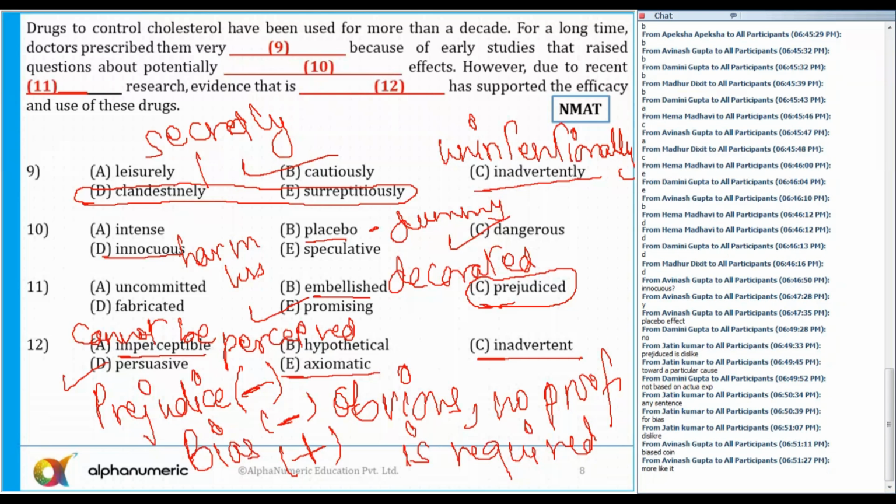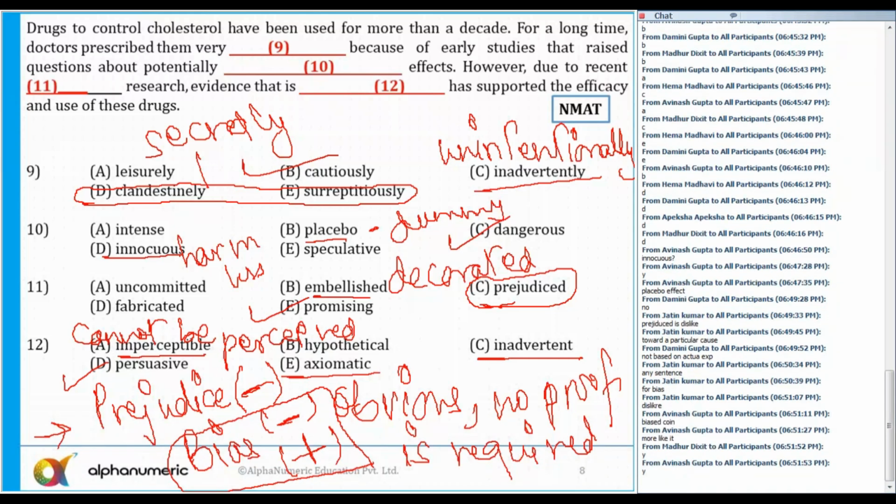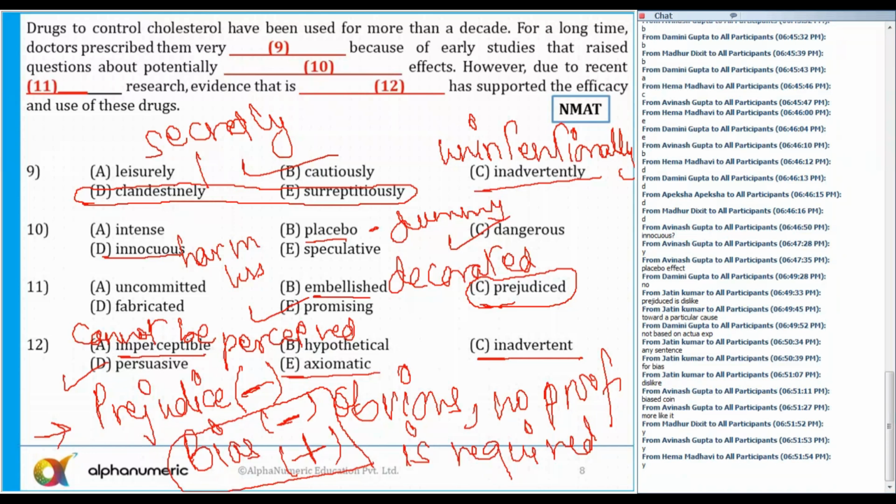Okay, so bias can be both ways. Bias can work both ways. Prejudice is always negative. If you're prejudiced against someone, you can only see the bad things. You cannot see anything good in it. Did you understand? Yes. Okay. Let's go to the next one then.